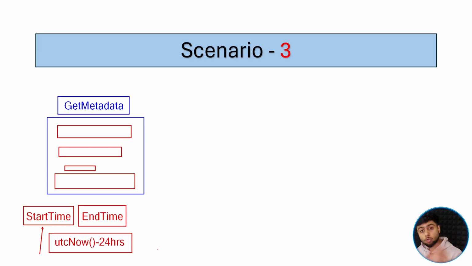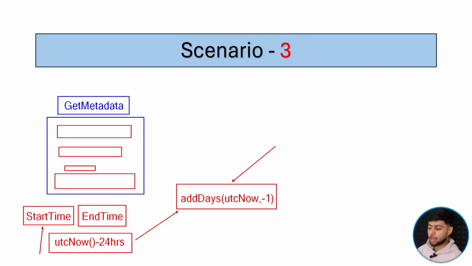But there is a way to say this in the expression builder. You cannot say it like this. We will simply use the add days function. Why are you adding time? I'm not adding any time. I will simply say add days, UTC now, -1. -1 means I'm subtracting. Obviously, we have sub days as well, but add days is the standard function that we use. So I will simply say add days -1.